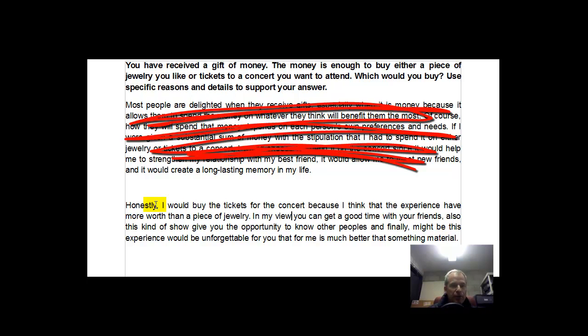Then you'll say, in my view, and you're saying I here, so don't say you. It's your question. What do you think? So I can get a good time with my friends. I would correct that. And then you need a connector, and this kind of show gives me, remember, you're focusing on you, the writer, not the reader, and gives me the opportunity to know other people. Actually, probably don't need a connector here. Use it like this. So I can get a good time with my friends. This kind of show gives me the opportunity to know other people.